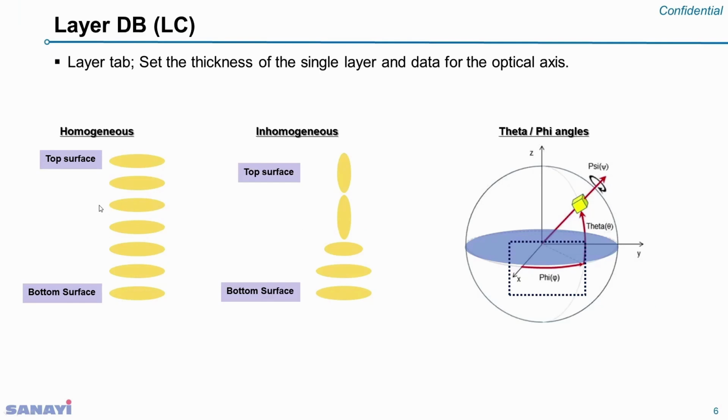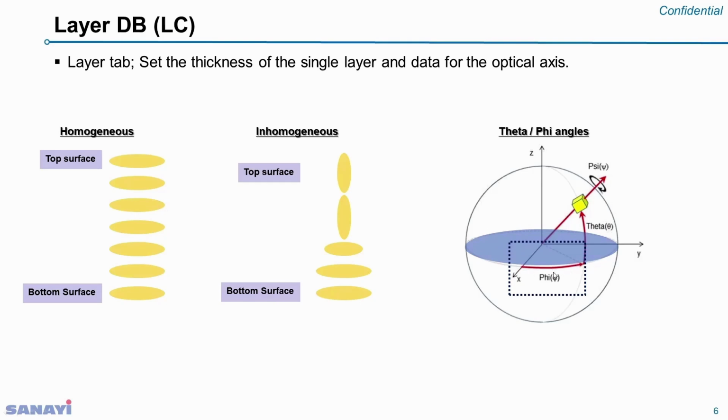Homogeneous means that the optical axis is homogeneous from the bottom to the top surfaces. On the other hand, inhomogeneous means that the optical axis is inhomogeneous. And let's take a look at this pair. If theta is defined from the z-axis on the xz plane, this direction is positive. Also, if the phi angle is defined counterclockwise on the xy plane, this direction is positive.